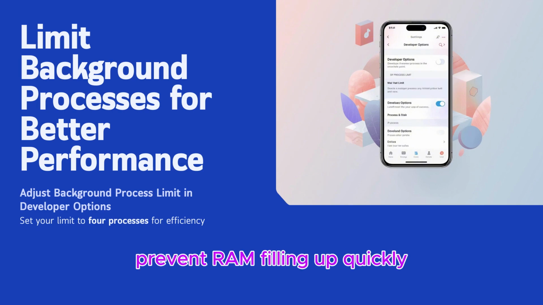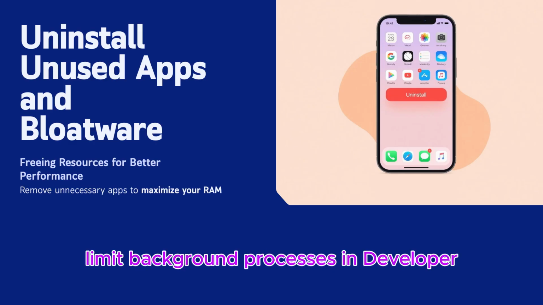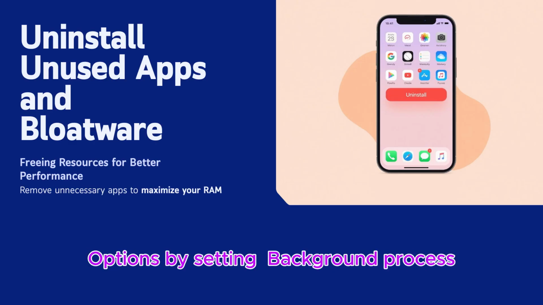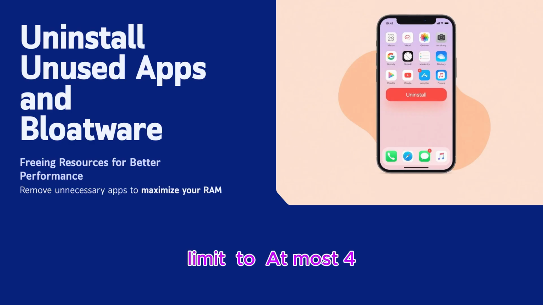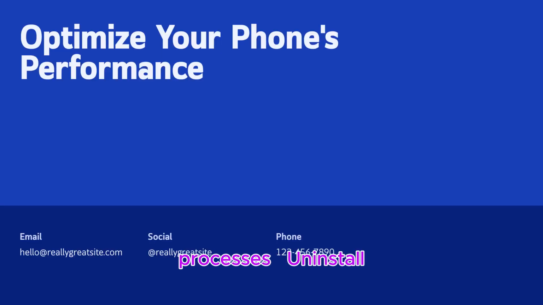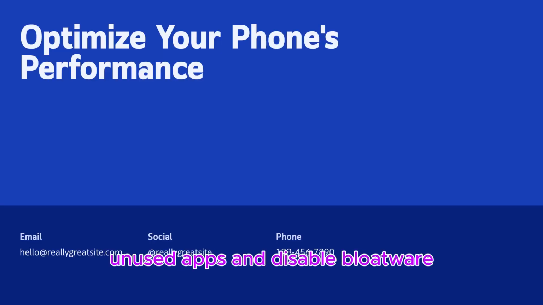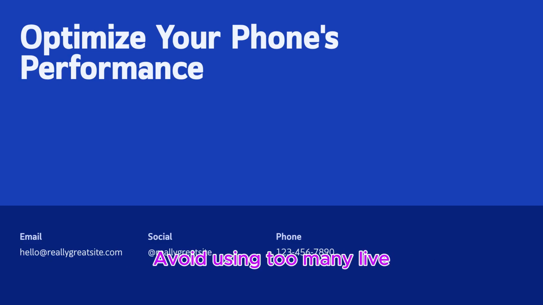To prevent RAM filling up quickly, limit background processes in developer options by setting background process limit to at most a few processes. Uninstall unused apps and disable bloatware. Avoid using too many live wallpapers or widgets. These steps will help maintain available RAM for smoother multitasking.